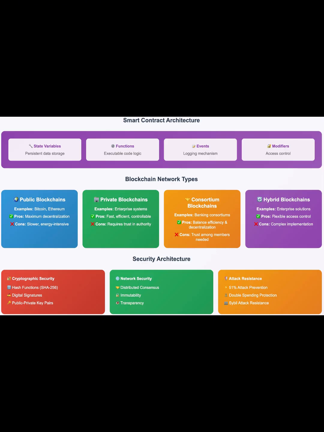Consortium blockchains are controlled by a group of organizations, like a banking consortium. They balance efficiency with some decentralization. Hybrid blockchains combine public and private elements, giving flexibility and access control, but adding complexity.